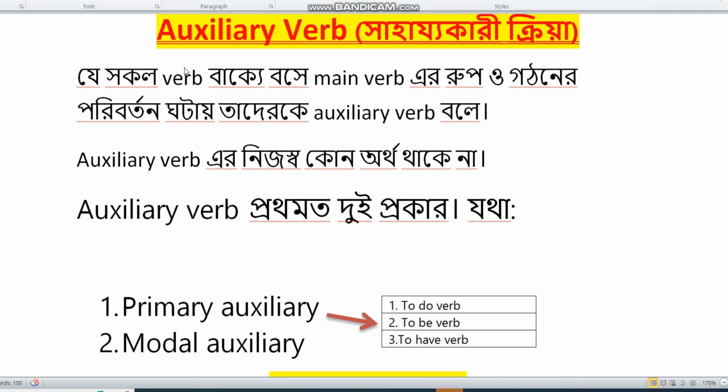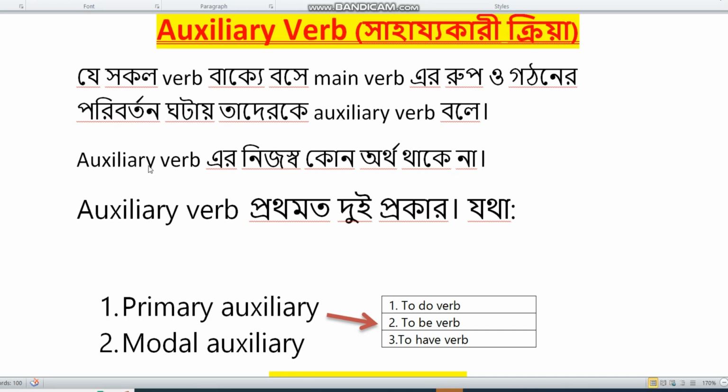Today we will learn about auxiliary verb. So the meaning of auxiliary verb is helping verb. So, what is auxiliary verb? Auxiliary verb is a verb which helps the main verb and changes its meaning and form.